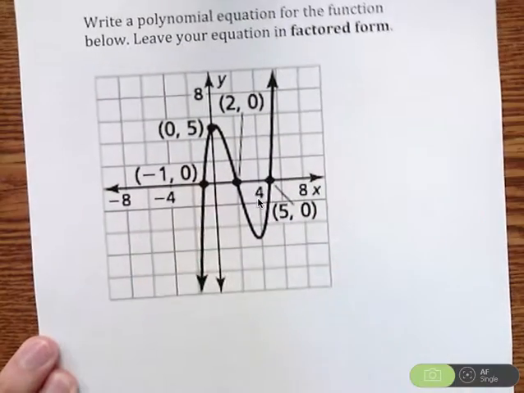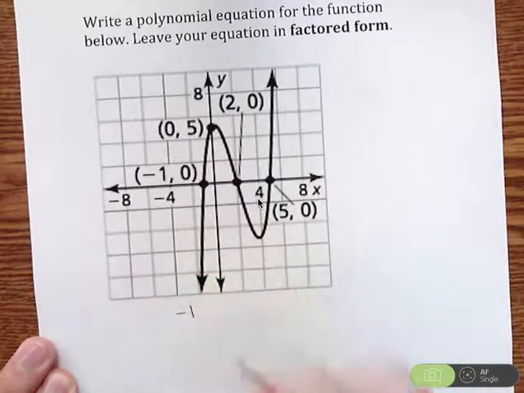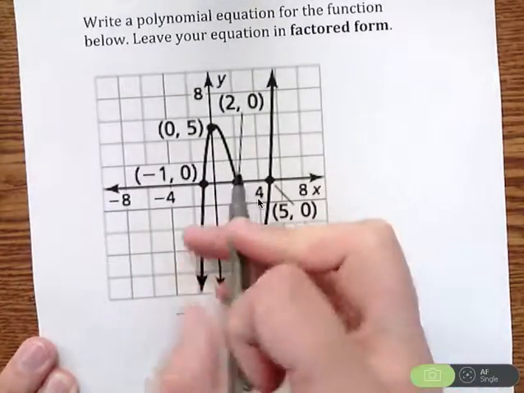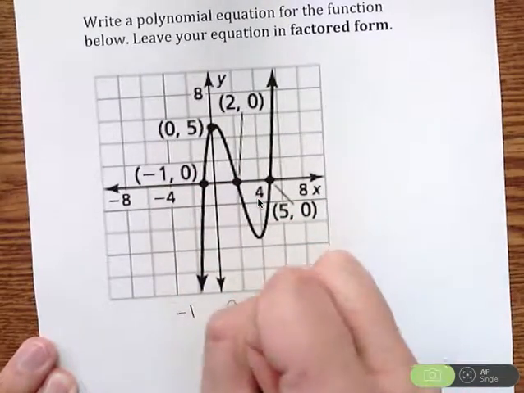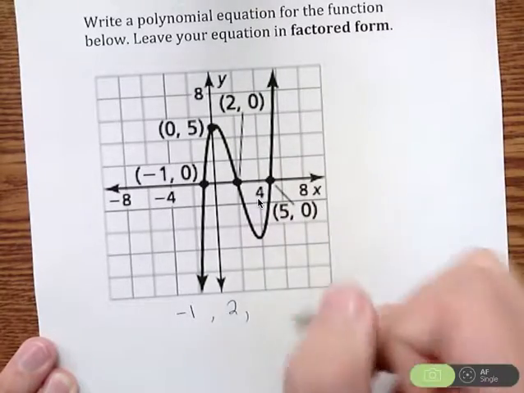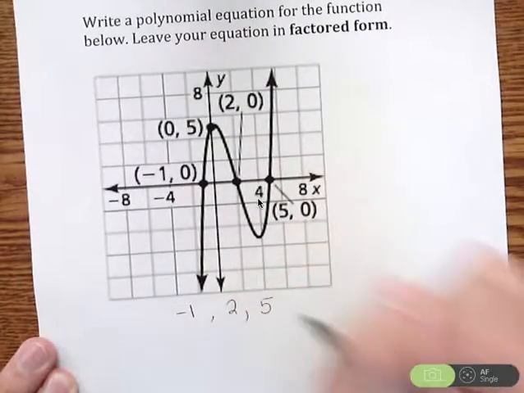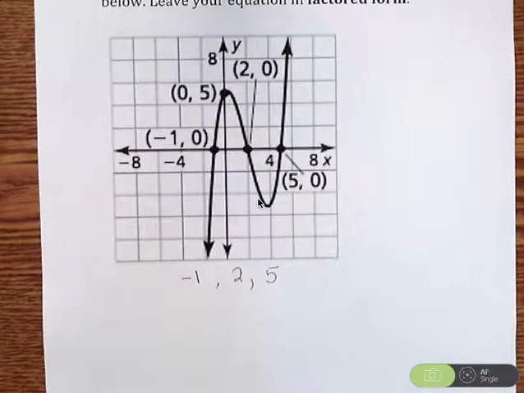So looking at my 3 x-intercepts, I have an x-intercept at -1, so I have a 0 at -1. I have an x-intercept at 2, 0, so I have a 0 at 2. And I have an x-intercept at 5, 0, which is another 0 but at 5. So I have 1, 2, 3 zeros here.